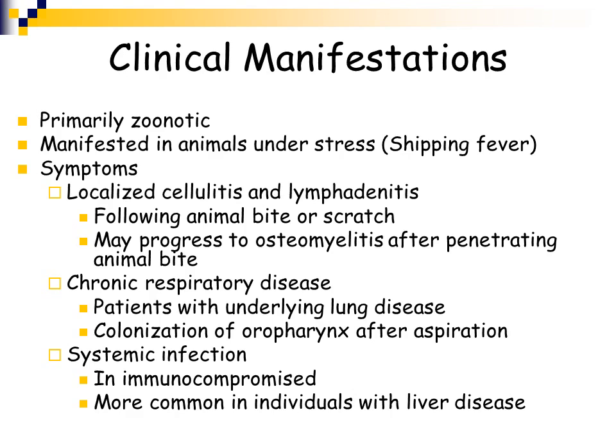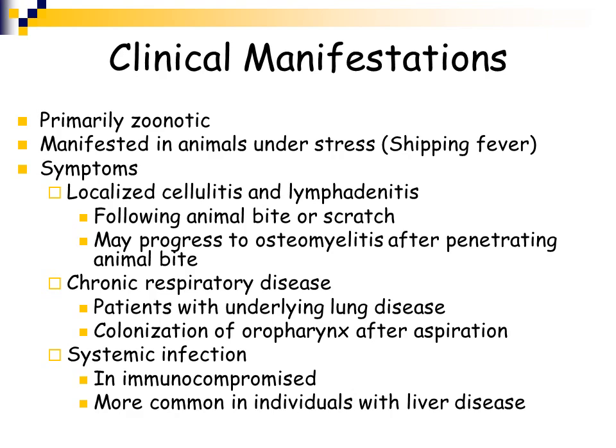So what happens is, in an individual that gets bitten or scratched by an infected animal, it can cause a localized cellulitis, inflammation, lymph node swelling or lymphadenitis. It can progress to osteomyelitis if the animal has a very penetrating bite and actually bites into the bone.